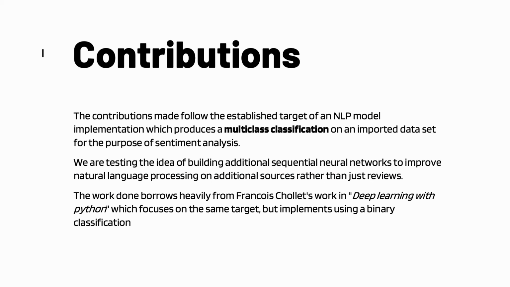The contributions made follow the established target of an NLP model implementation, which produces a multi-class classification on an imported dataset for the purpose of sentiment analysis. We are testing the idea of building additional sequential neural networks to improve natural language processing on additional resources rather than just reviews. Our work relies heavily on Francois Chollet's work in Deep Learning with Python, which focuses on the same target, but he implements it using a binary classification.